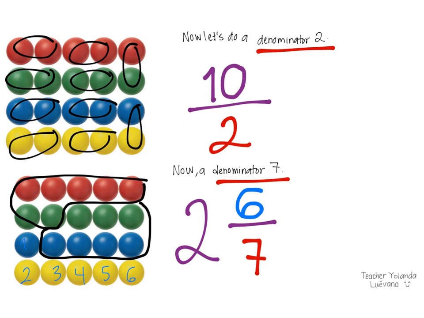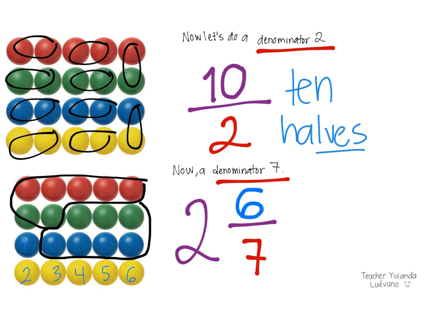Now let's pay attention to this one. Now let's do a denominator 2. What does that mean? That means that we have to make groups of 2. So we have 1, 2, 3, 4, 5, 6, 7, 8, 9, and 10. We have 10 halves. I am going to write it here. They are going to be 10 halves. Pay attention, the plural of half is halves with a V-E-S, 10 halves.